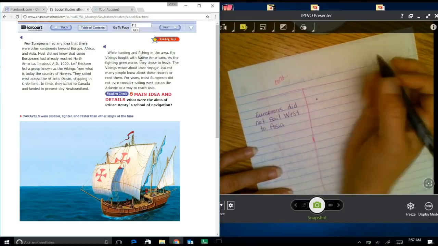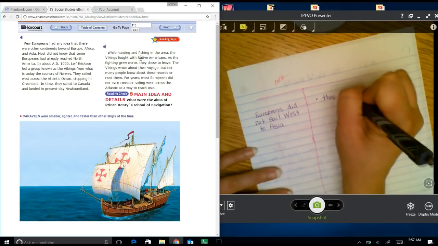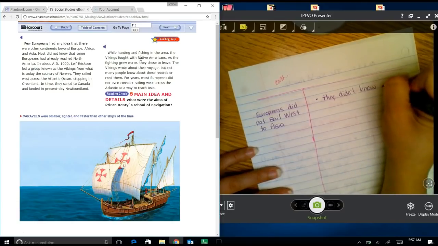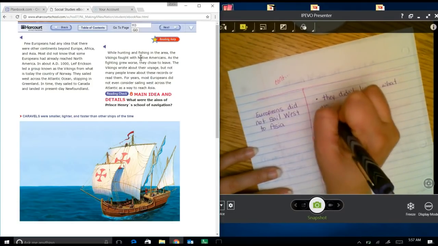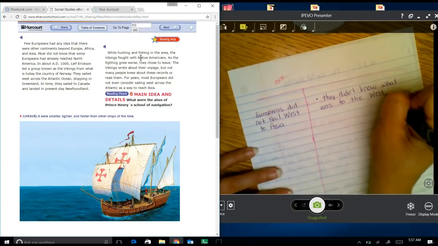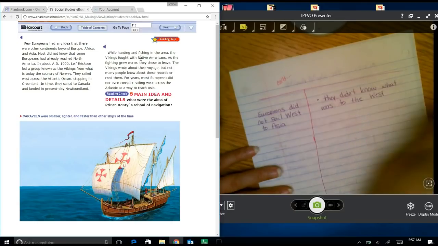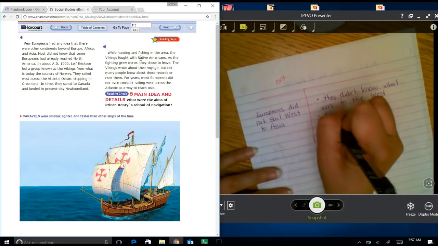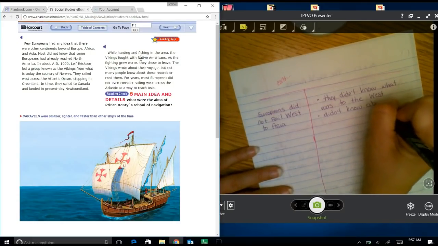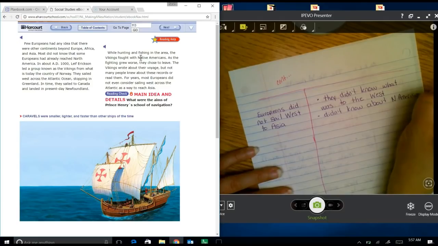Okay, couple things. They were unaware of any land that way. So they didn't know what was to the west. Some people didn't believe that you'd be able to get there going west, so they didn't even try. Okay, they didn't know about North America.